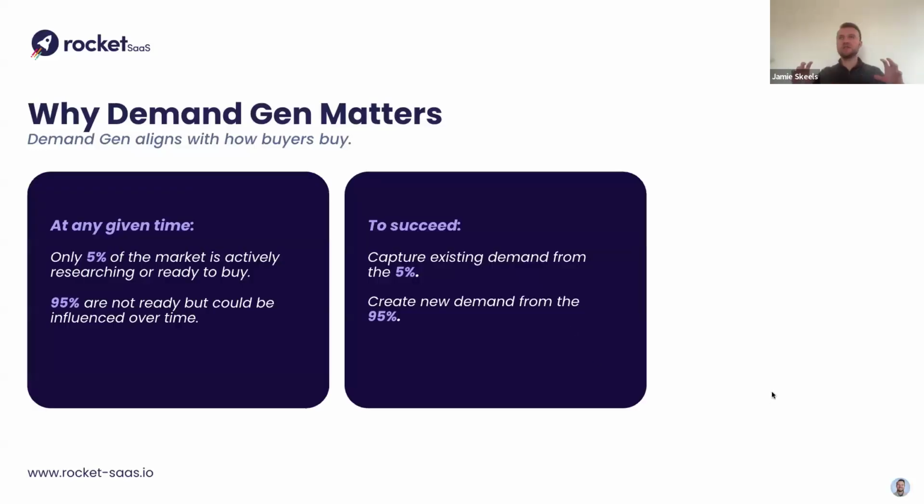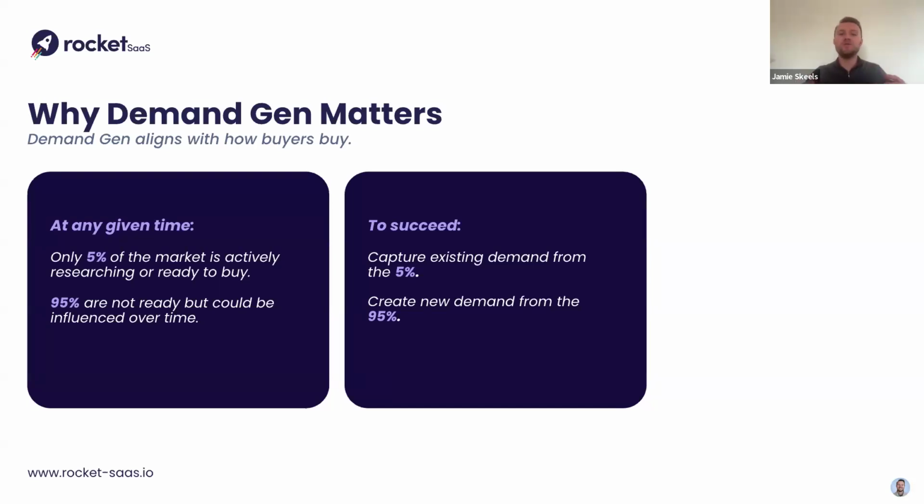Yeah. And just to touch on why we think demand gen matters, we have a starting point that in any one market at any given time, around 5% of your market are actively researching options or ready to buy right now. They're actively looking to buy what you're selling. But the far larger majority, around 95%, are not looking for what you're selling. They're not in a buying cycle. They're not going to have any need or interest, but they could be influenced over time.